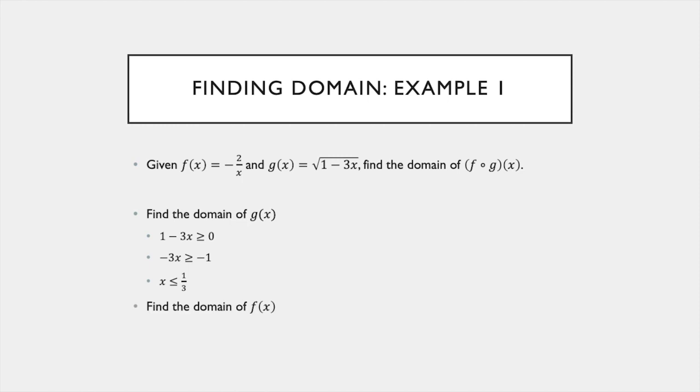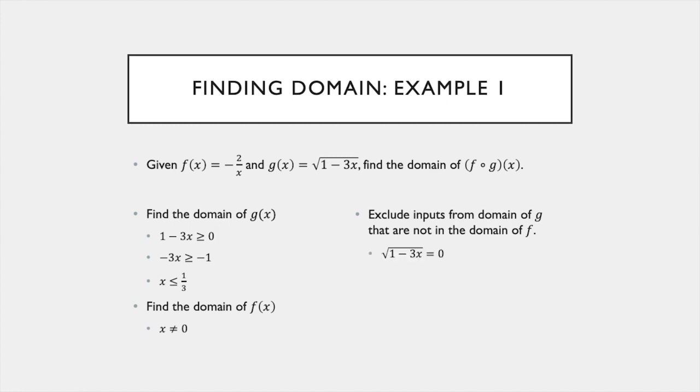And then we'll find the domain of f of x. Here we're dividing by x, and we know that you can't divide by 0, so the only number excluded from the domain of f of x is 0. Then we'll want to exclude the outputs from the domain of g that aren't in the domain of f. So we know that the only number excluded from the domain of f is 0, so we'll want to find when g of x equals 0.